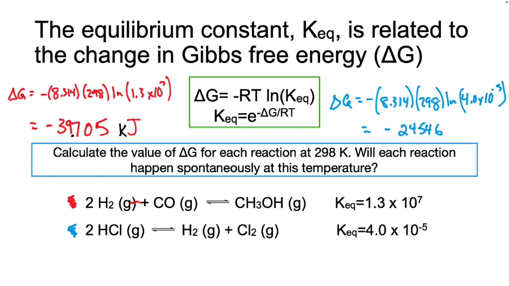Okay? If we move to the blue one, you should get a number, ballpark 24,000. We'll come back to that ballpark in a second. Again, our unit comes in as joules.